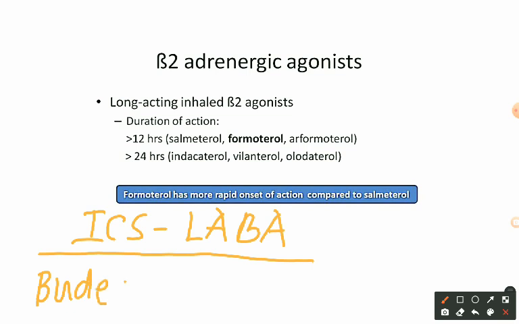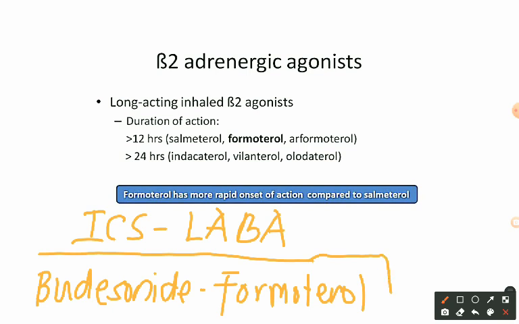So our ICS LABA of choice is budesonide formoterol. Yes, this is now the controller and reliever of choice for patients who will be going home. This will be their maintenance, two times a day or once a day depending on the condition, or as a reliever. A reliever means as necessary: if they feel dyspneic, then this would be inhaled by them.